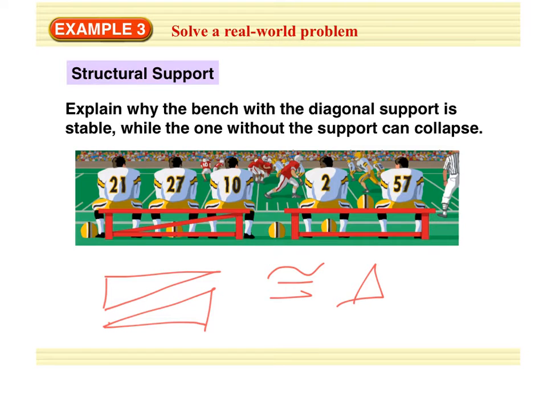Your homework over the weekend is the practice B. On Monday, we will learn the next one. Tuesday, another one. Wednesday, we're reviewing, and we will have a quiz on these new postulates that we're going to learn on Thursday.